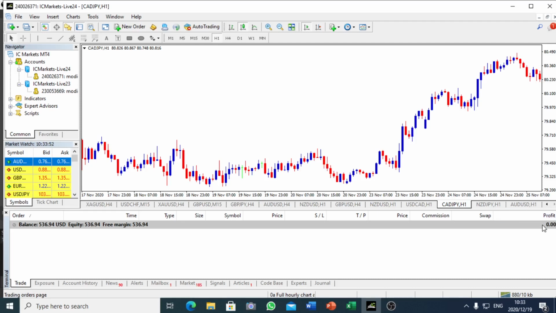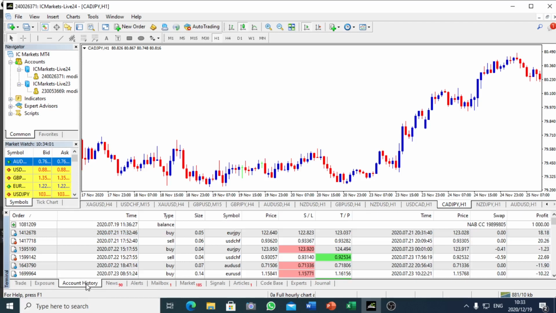Another area that you want to focus on in the terminal window is the history side, your account history. It will show you your wins and your losses. As you can see, this is the date where you entered a trade. The type of trade was buy. The size of the trade, 0.05. That was a lot. The symbol we traded is euro versus Japanese yen.